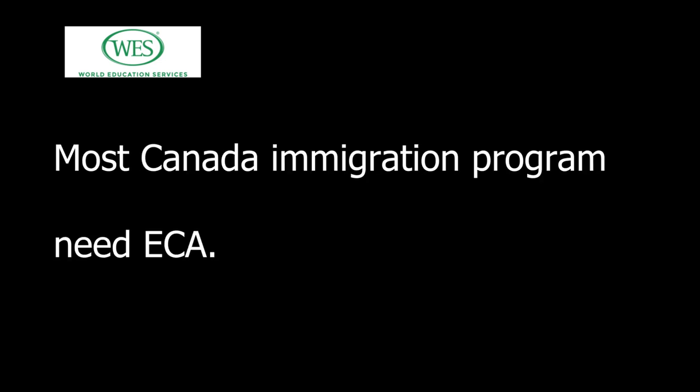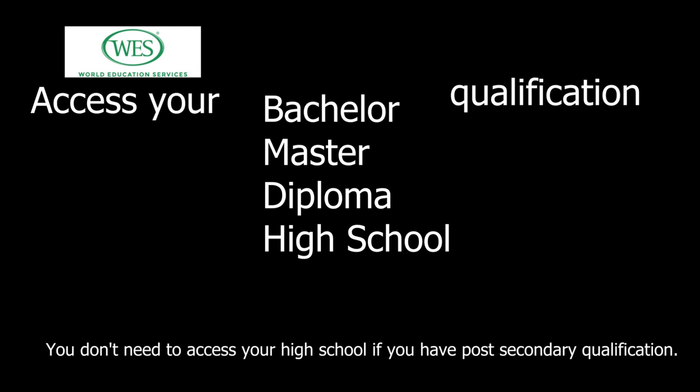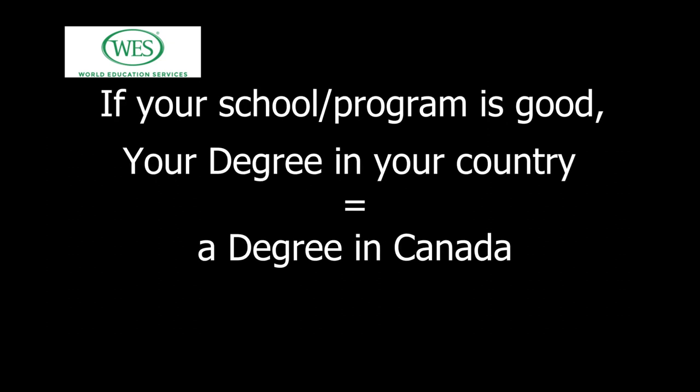Regardless of which program you want to apply to for Canadian permanent residence, you need to do the ECA. You can have a diploma, high school, bachelor, or master degree in your country that needs to be assessed by Canadian standards, so that they will tell you, okay, your bachelor degree is equal to a Canadian bachelor degree if your school is good enough.